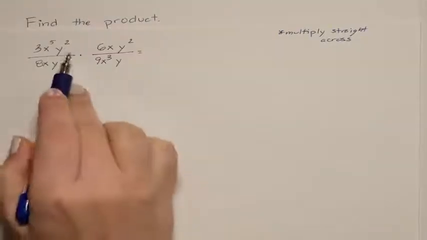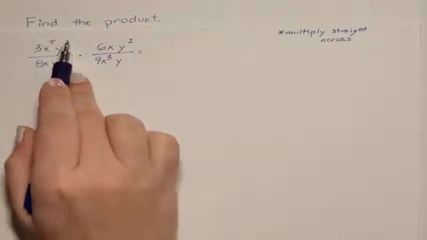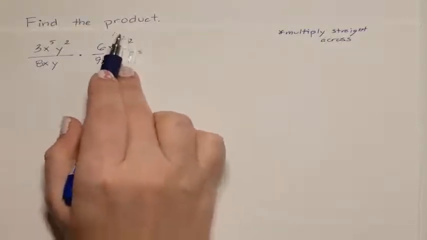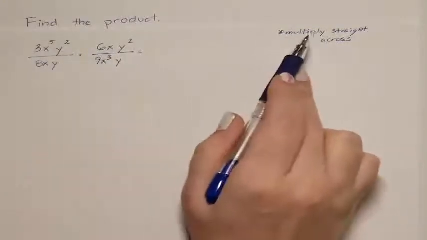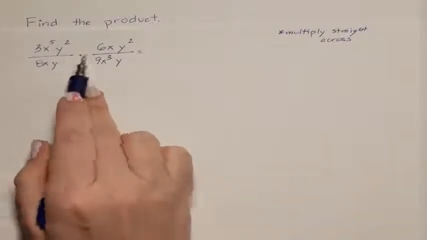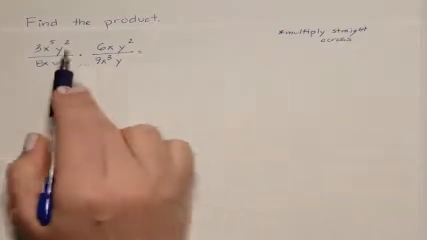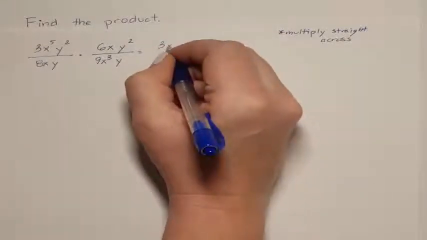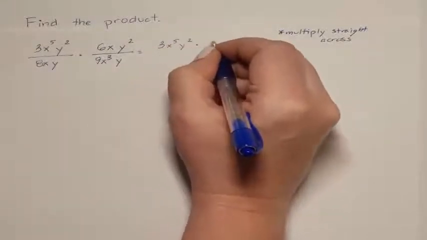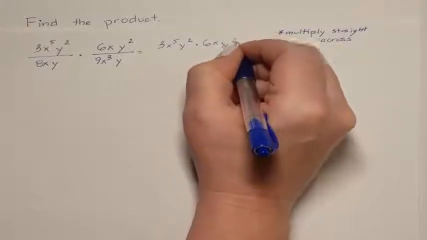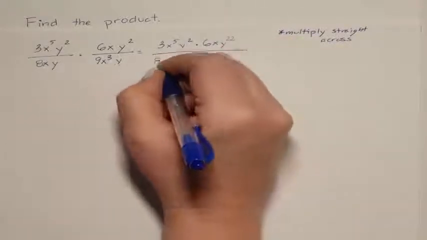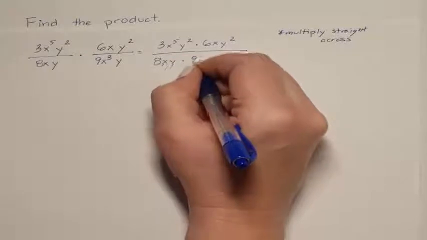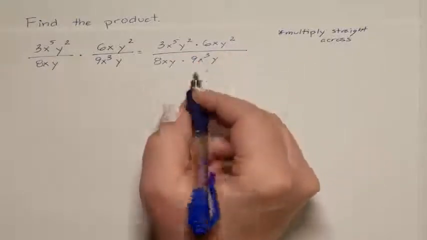So we have our next problem. We have a rational expression multiplied by another rational expression. And remember, when we are multiplying fractions, we're supposed to multiply straight across. So my numerator is going to get multiplied to my other numerator. So here is numerator 1 getting multiplied to numerator 2. Denominator 1 is supposed to get multiplied to denominator 2. So they just make one big fraction.